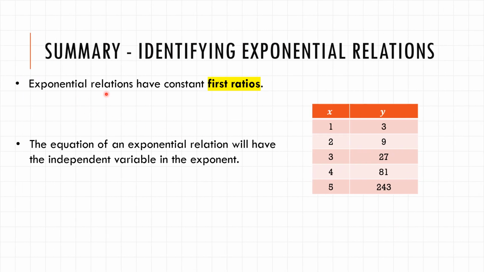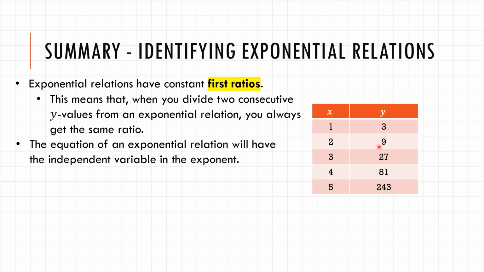Exponential relationships have constant first ratios. That means that when you divide any 2 consecutive y values, you always get the same ratio. 9 divided by 3 is 3. 27 divided by 9 is 3. And so on and so forth. Any 2 consecutive y values, if you divide them in the same direction, y2 divided by y1, you always get the same number.